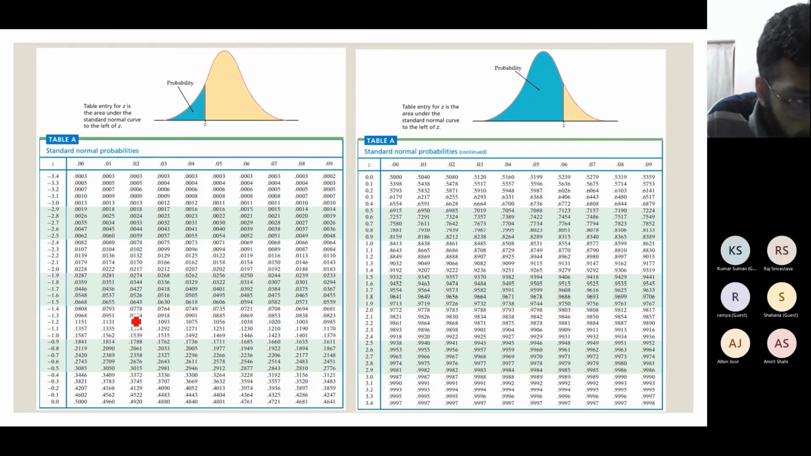0.45 will be coming between this, right? So at this point, if you see at minus 0.12, till that point the area is 0.45, and till minus 0.13 it is 0.4. So 0.45 will be lying between this. So I can assume that it is minus 0.125. So that will be my z-score corresponding to probability of 0.45. So that I will substitute here.